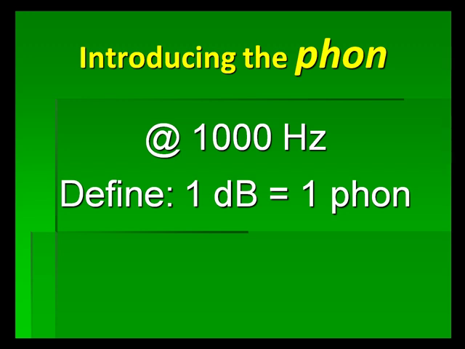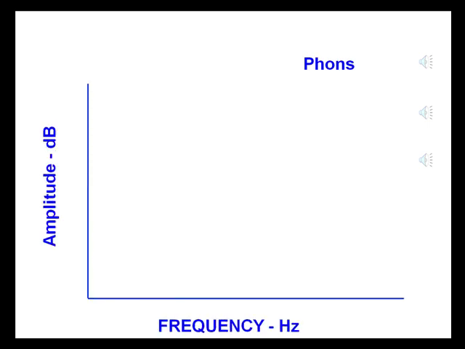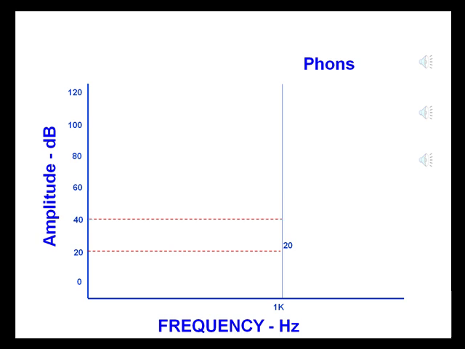Let's take a look at phons graphically. Here we see our frequency and our amplitude coordinates. We know that at 1 kilohertz, the number of phons we hear is exactly equal to the amplitude in decibels. So 20 decibels is equal to 20 phons, and 40 decibels is equal to 40 phons. This is by definition.